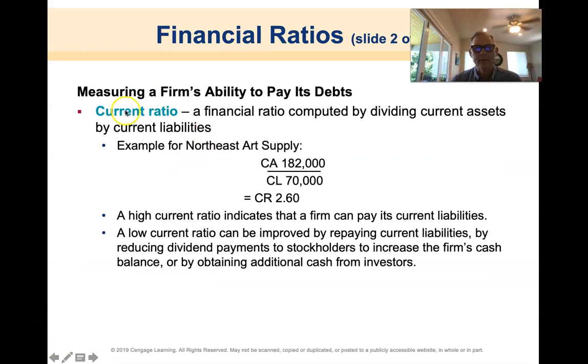And then the other big one is current ratio. How fast can we turn over our assets to cash? So it's a financial ratio computed by dividing current assets by current liabilities. A high current ratio indicates that a firm can pay its current liabilities. A low current ratio can be improved by repaying current liabilities, or by reducing dividend payments to stockholders to increase the firm's cash balance. So financial ratios are really important to understand how a company is doing, right? You can take a snapshot and look at exactly what's going on with an organization.